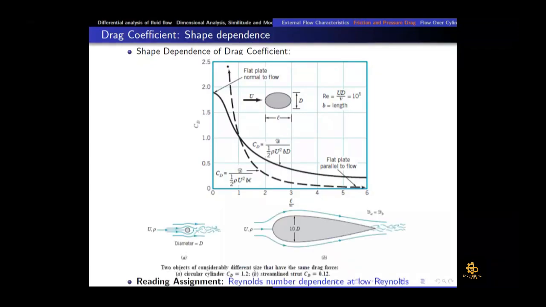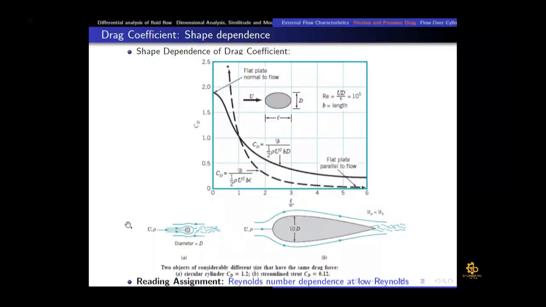Then I discussed that for these two bodies the drag force is equal. It is very surprising to see that even though this length is 10 diameters, and here we have a cylinder with a diameter of D, these two objects have the same drag force. But the CD value for the circular cylinder is 1.2, and for this one the CD value is 0.12. The CD value for the aerofoil is very low, but because the overall surface area is more, the drag force is equal, right?